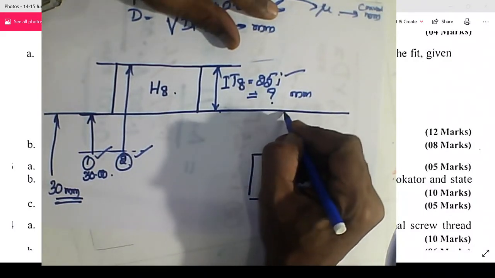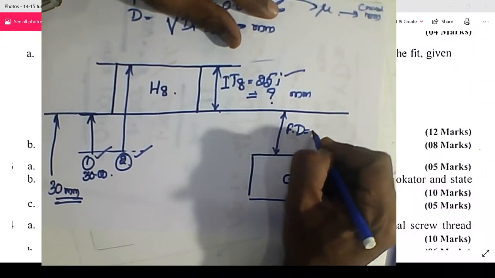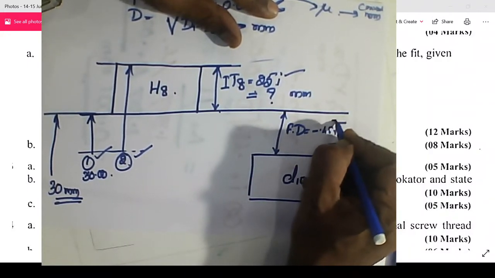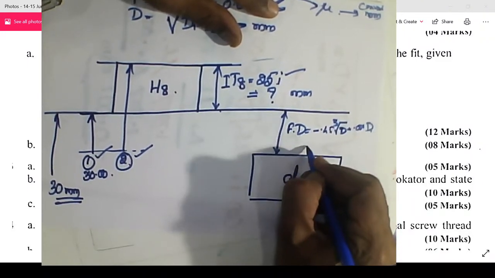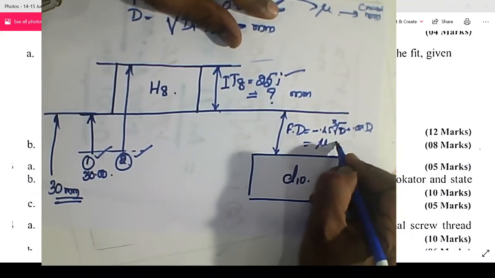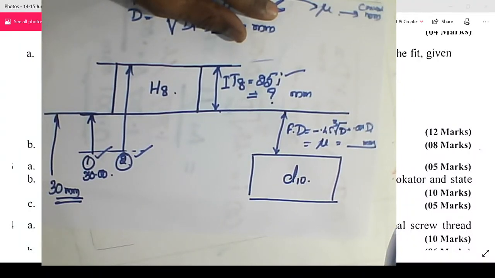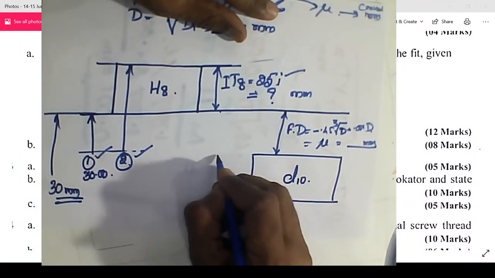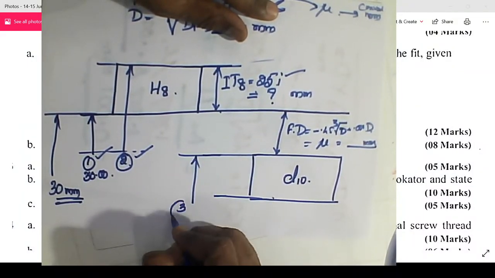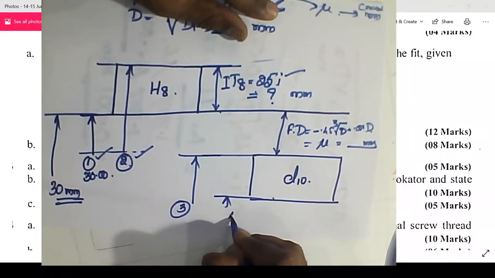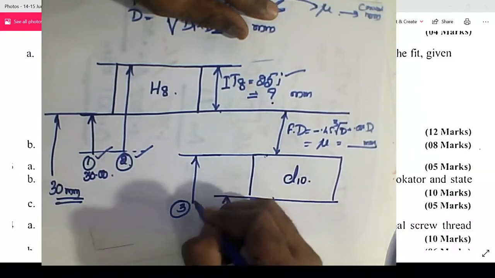Next, come to the shaft part. Fundamental deviation, FD, is equal to -0.45 cube root of D plus 0.001 D. Find out how much is this. The answer you get is in terms of microns; convert that into millimeters. Now, we need to find out number 3. Next, number 4. This is maximum size of the shaft. This is minimum size of the shaft. You can find out 3.